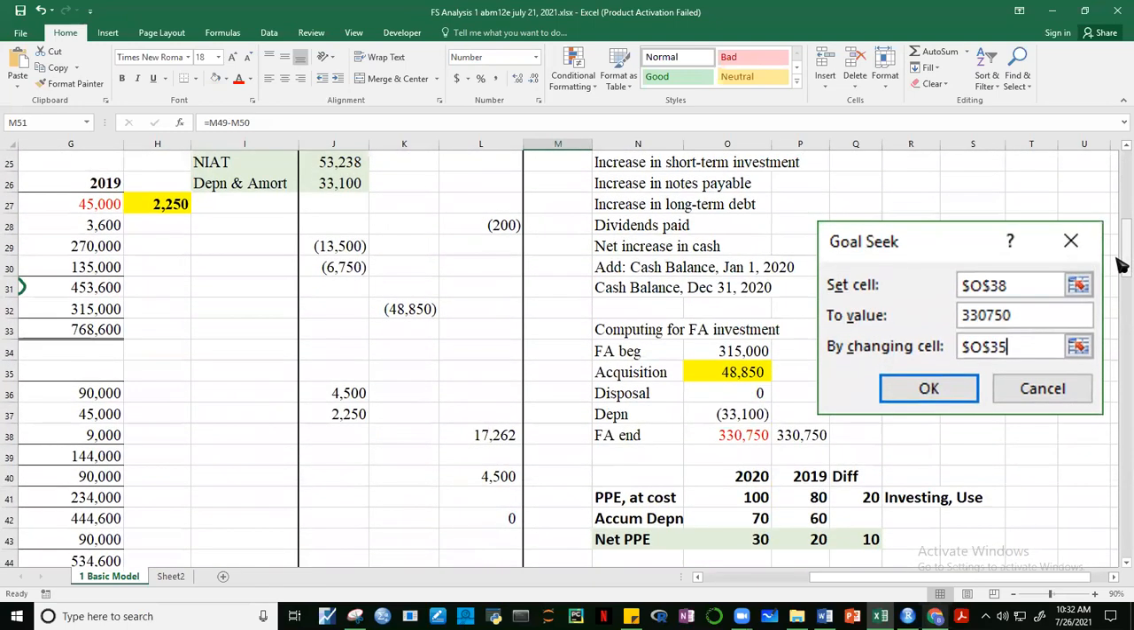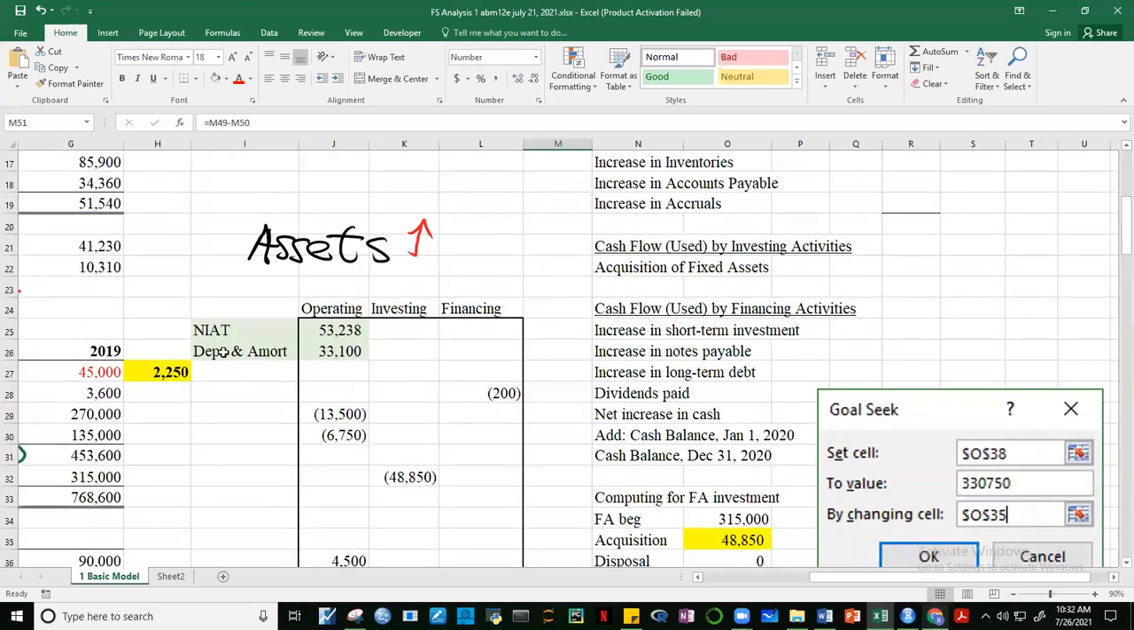No? Any questions? So quick review, guys. Net income after tax, always adjusted for depreciation and amortization, huh? Okay?